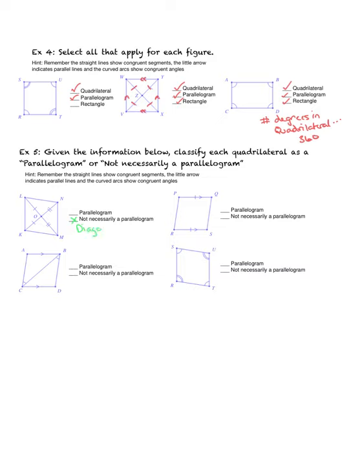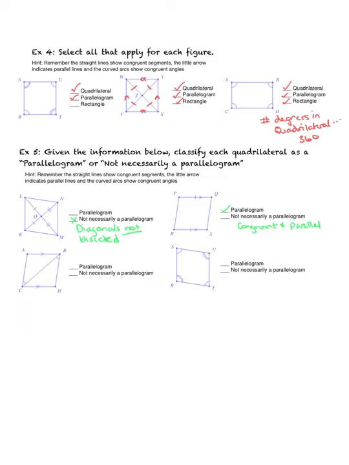Diagonals not bisected. It might be, but we do not know that. That's why we say not necessarily. You learned that in Unit 3. Don't have enough information. Okay, let's look at PQSR. Well, the sides are congruent and parallel, which means it's a parallelogram. We learned that on the last page.